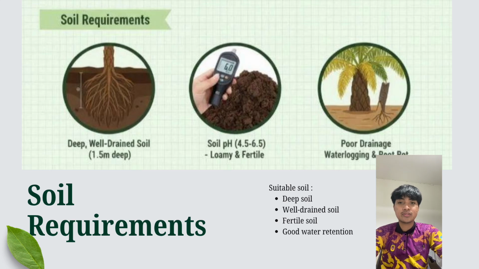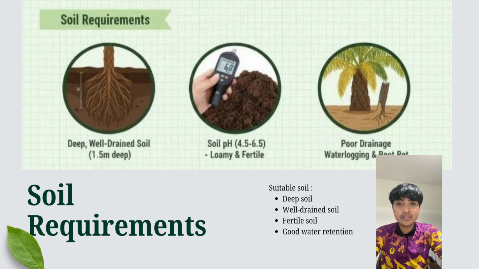Next is the soil requirements. Suitable soil conditions are also important for successful oil palm cultivation. Oil palm grows well in deep, fertile, and well-drained soils. The soil should be able to retain sufficient water and nutrients while allowing proper root development. Flat or gently sloping land is preferred because it supports better field management and reduces soil erosion.